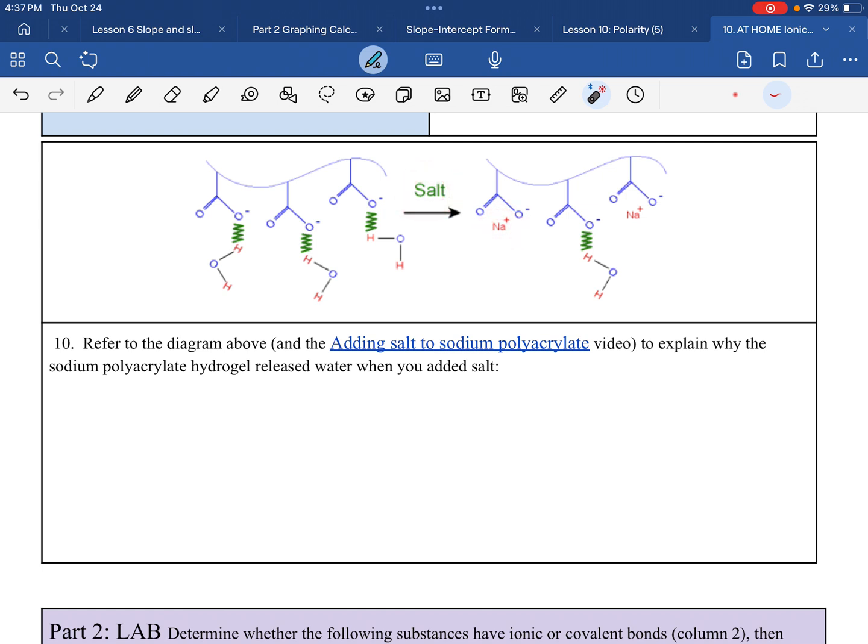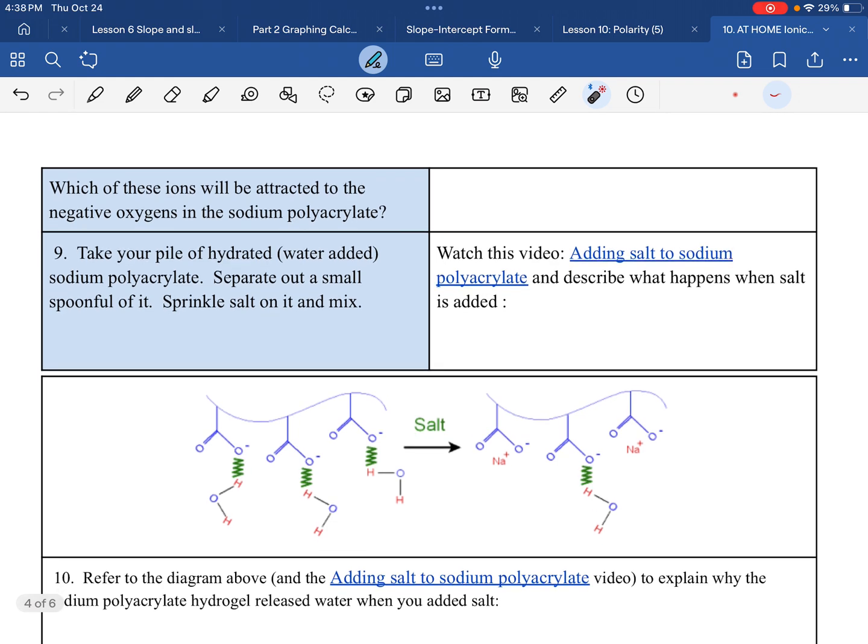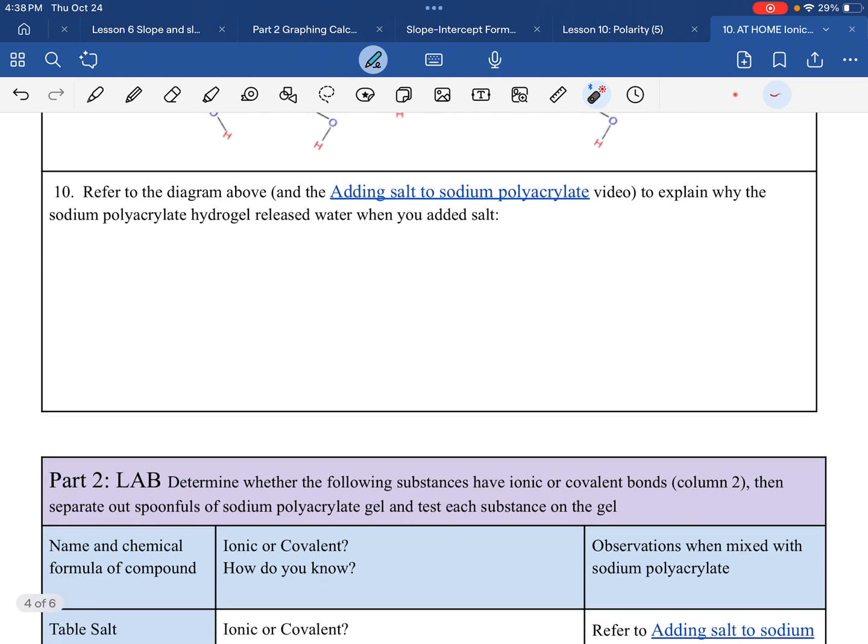And what's going on here with the salt? What happened there? There's a water there, and it got knocked out by a salt ion. One of the waters survived, but another one got knocked out by the salt ion. So you're going to explain what's going on. Why did the sodium polyacrylate release all its water when salt was added?